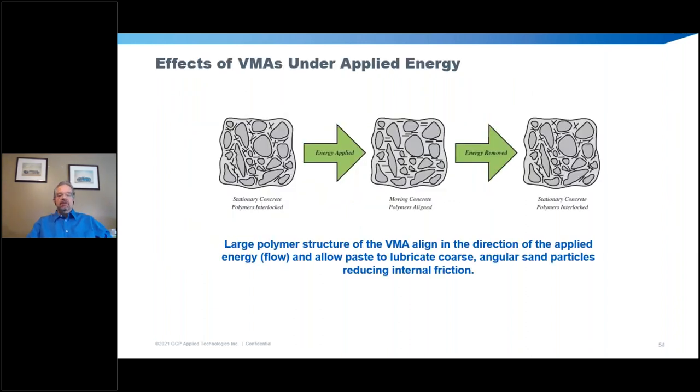So how does a VMA work? Well, it's very simple. There are polymers in a viscosity modifying admixture. And what happens is when you're in a stationary situation, these polymers, these little lines, are all interconnected. But when you apply energy, they align in the direction of the applied energy or the flow, and they help lubricate that mix. You can see that they align and help to lubricate that coarse and angular sand particle to reduce friction. And once it comes back to rest, it locks up again.